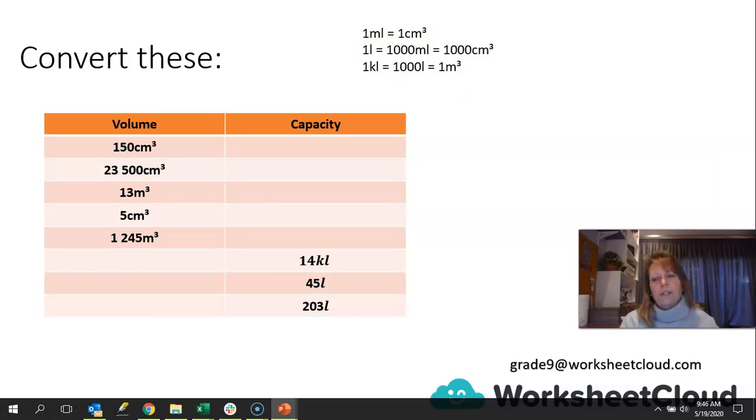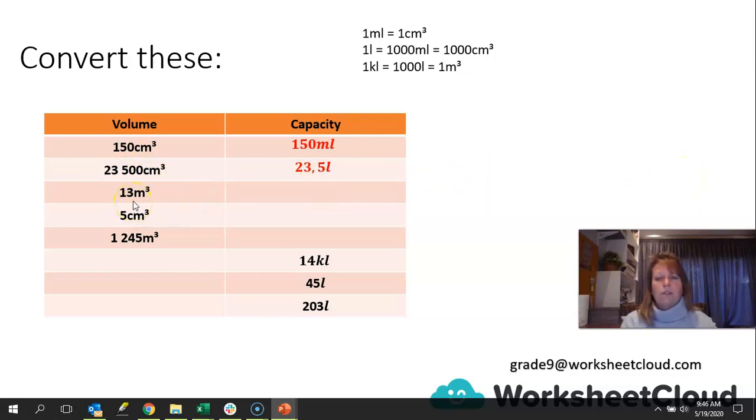We've got 150 centimeters cubed, and we had to convert that to milliliters, and remember 1 centimeter cubed is 1 milliliter, so 150 centimeters cubed would give me 150 milliliters. Okay, 23,500 centimeters cubed, how many liters? To get from centimeters cubed to liters, we would divide by 1,000, your comma is going to go there, so it's 23,5 liters.